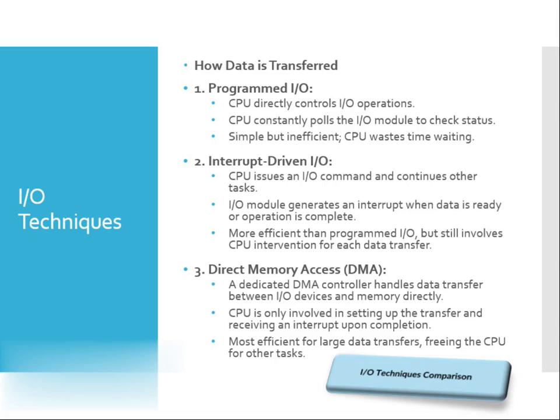3. Direct memory access, DMA. A dedicated DMA controller handles data transfer between I/O devices and memory directly. CPU is only involved in setting up the transfer and receiving an interrupt upon completion. Most efficient for large data transfers, freeing the CPU for other tasks. I/O techniques.